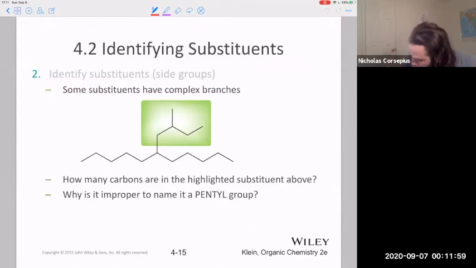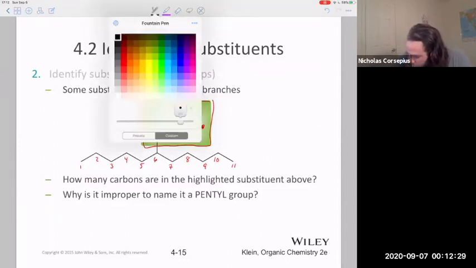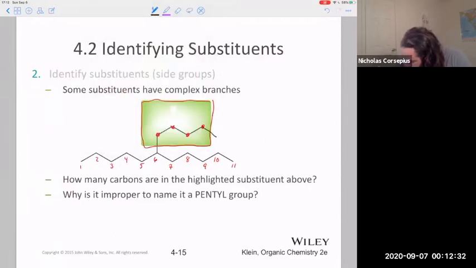In this case, my parent chain is 1, 2, 3, 4, 5, 6, 7, 8, 9, 10, 11 carbons long. So it's much longer than if I were to include this portion here. So that makes this my substituent. This has 1, 2, 3, 4, 5 carbons, but it is not a pentyl group. Remember, if it was a pentyl group, that would be as if this bond here was over here. That would be a pentyl group. But how do I go about naming it when it's branched like this?